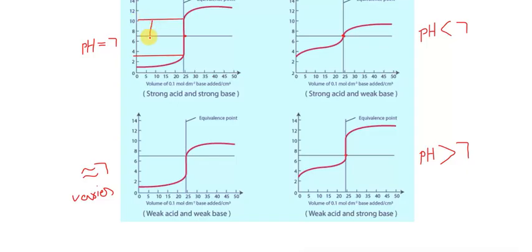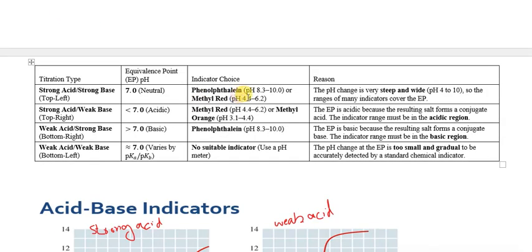In this region we can select the indicators. Both indicators can be used, but the most suitable in the laboratory is phenolphthalein. Mostly phenolphthalein is used in the labs.